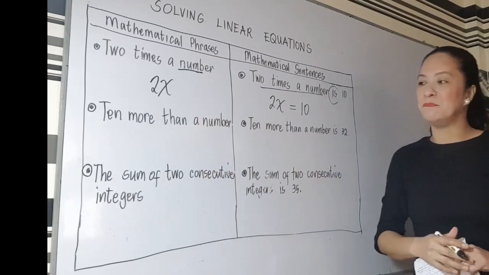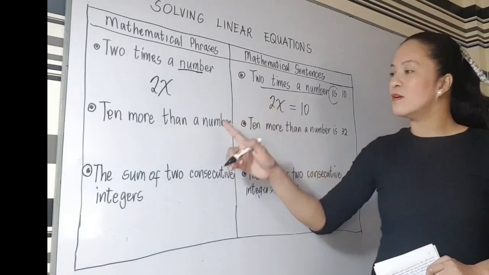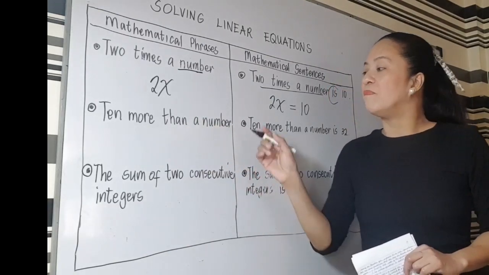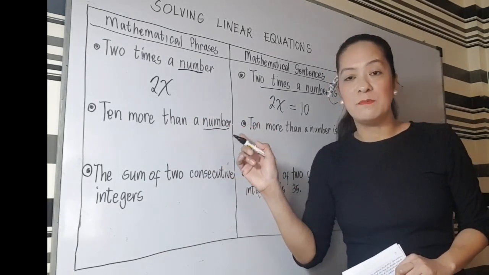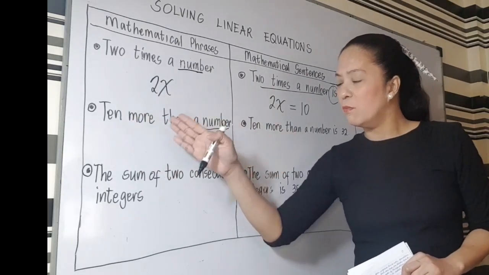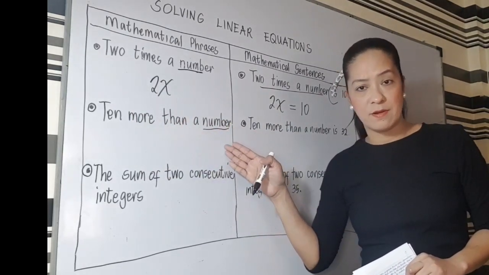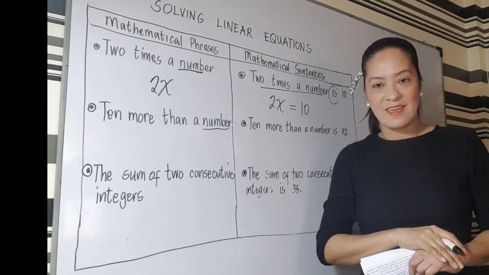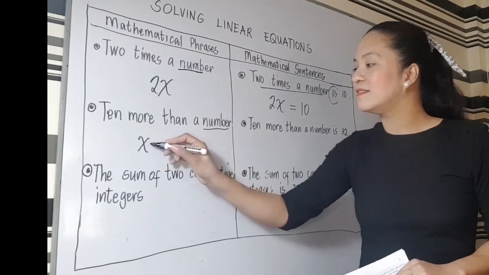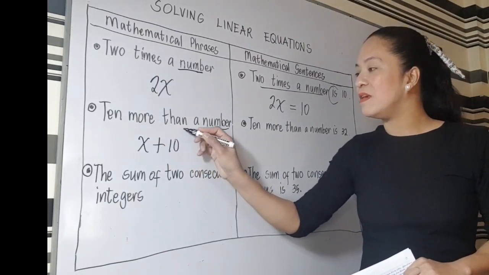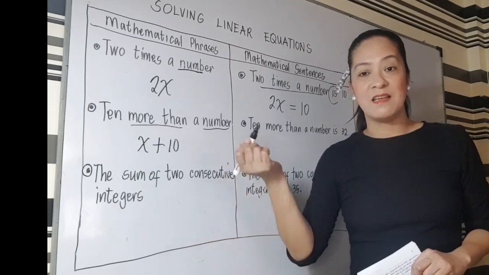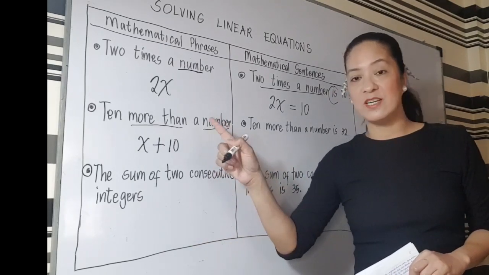Another example. 10 more than a number. If we represent again the number as x, how do we write 10 more than a number? It should be x plus 10 because we have here "more than." So "more than" is plus. It calls for addition.